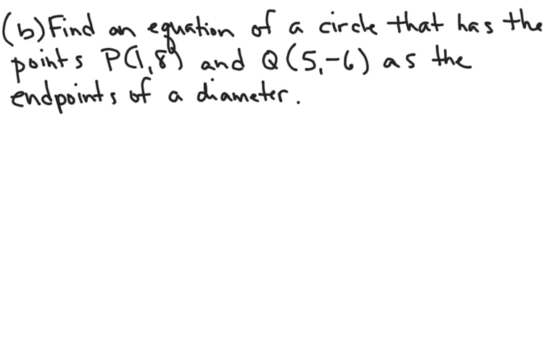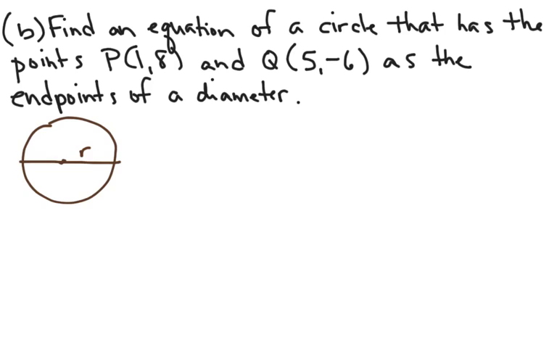All right, let's make this a little more complex. Let's instead find the equation of a circle that has points P at 1, 8 and Q at 5, negative 6 as the endpoints of a diameter. Now, remember in a circle, the diameter is that line that goes smack dab through the middle of the circle, which means that half of the diameter is the radius.